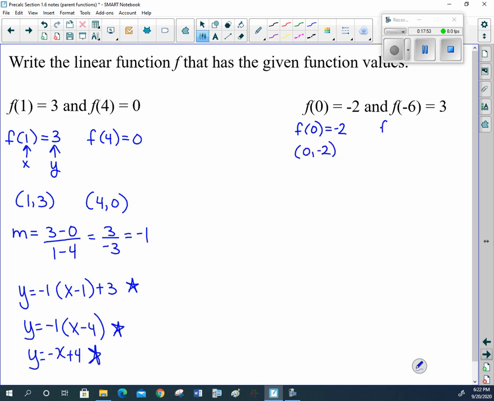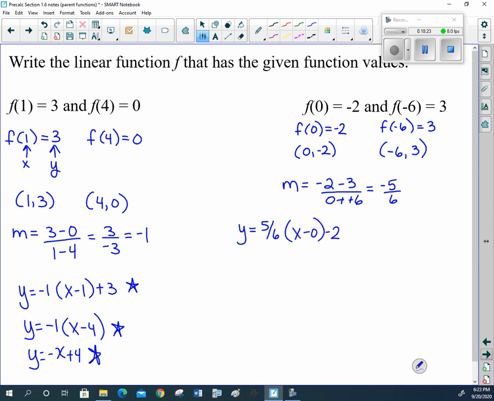F of -6 equals 3 is basically saying you have the point -6, 3. Find your slope. So -2 subtract 3 over 0 subtract -6 ends up being -5 over 6. So if I want to write an equation of a line that has those 2 points, I would take my slope, and then I would pick one of the points. So x minus 0 subtract 2. X minus 0, we really wouldn't write it that way. So we would say 5/6 x minus 2. That's our y-intercept. So that one would be okay.